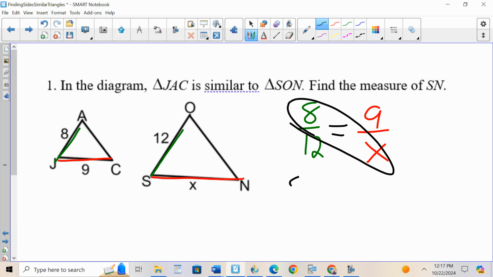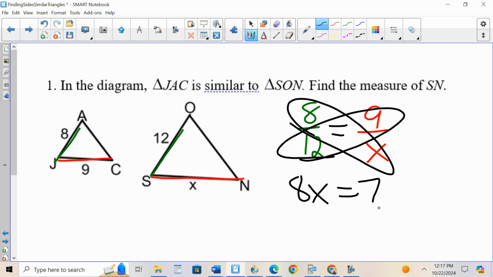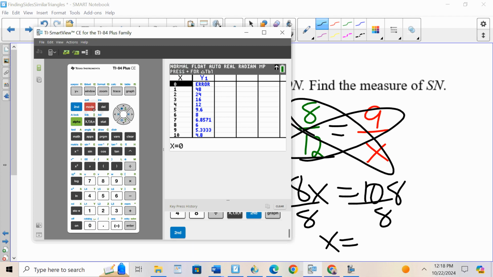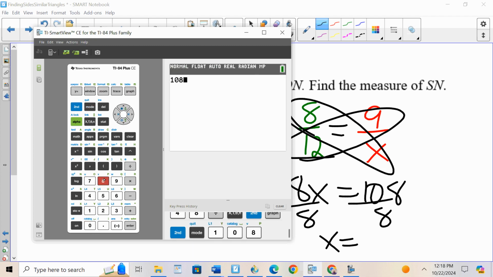8 times x is 8x equals 12 times 9, which is 108. From here, I divide by 8, divide by 8, x equals 108 divided by 8. I can use the calculator. I think it's going to be a decimal. 108 divided by 8 is 13.5.